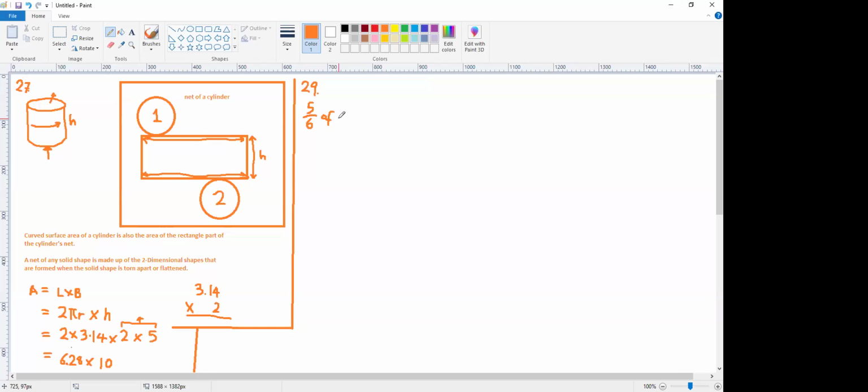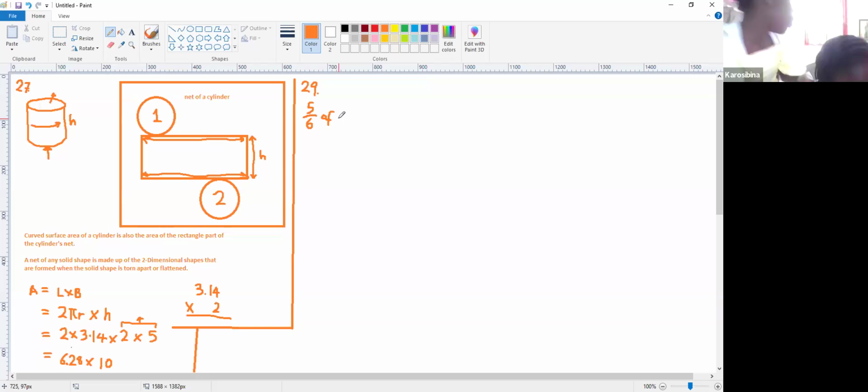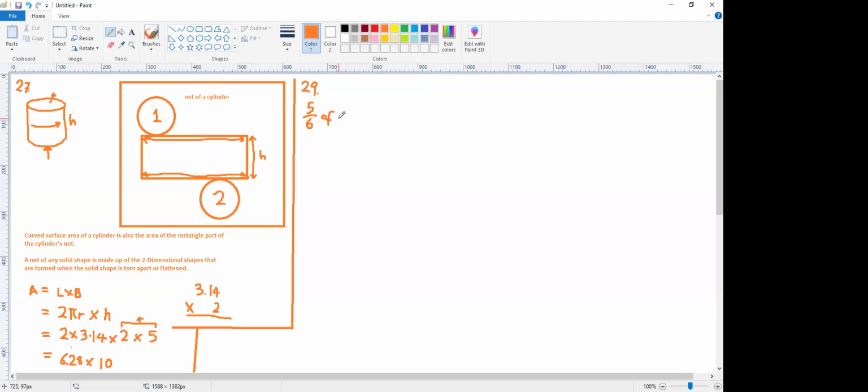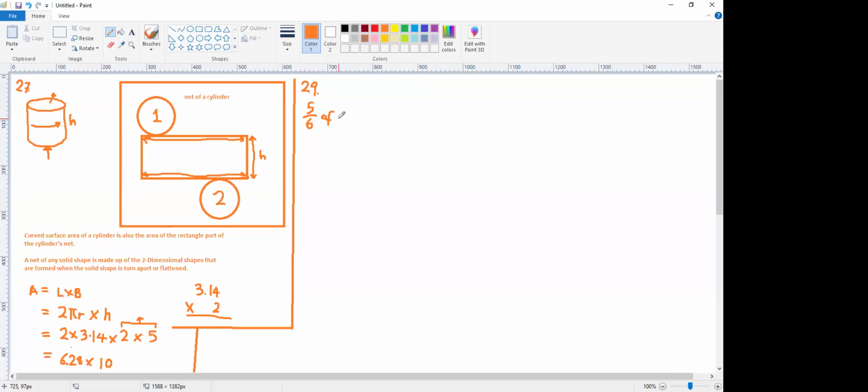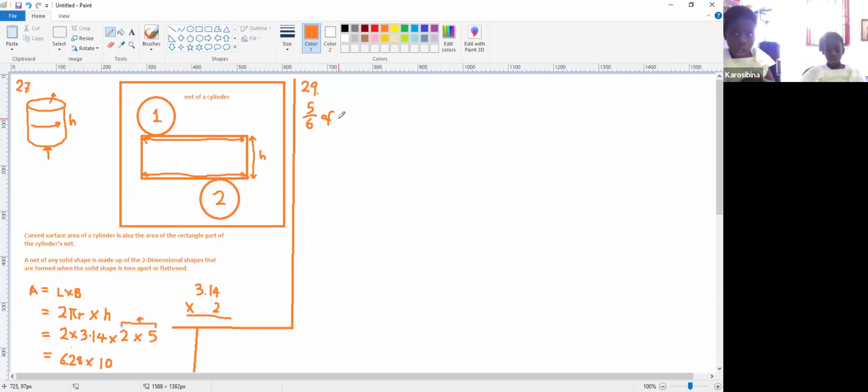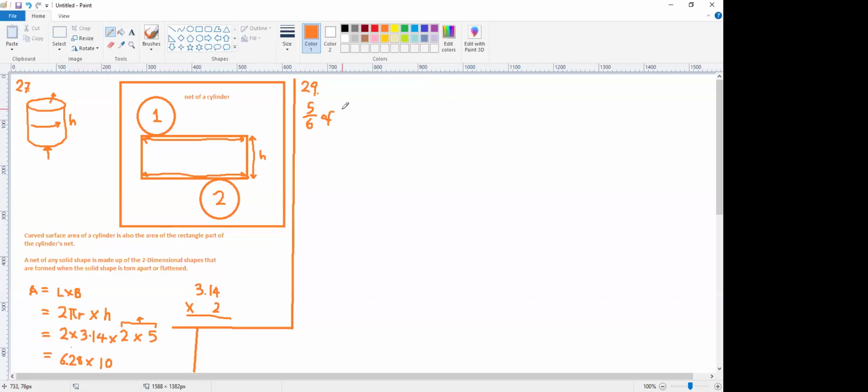Where did you get 30 from? Sorry, sir. That means you don't know the number. You know the number. Faith, I asked a question. When they say a certain number, do you know what number? You don't. So that means, what are you supposed to use as a letter to represent the certain number?